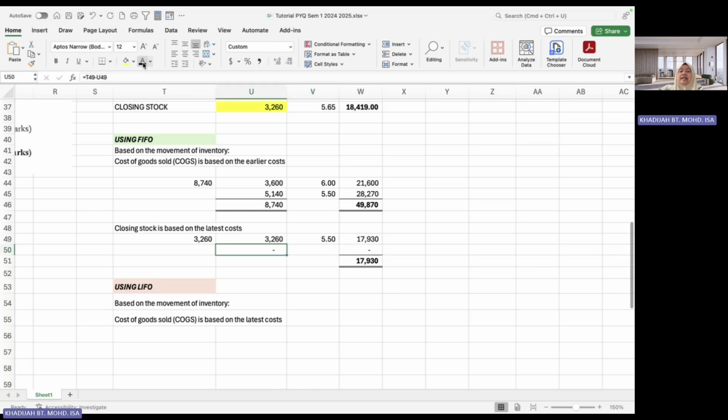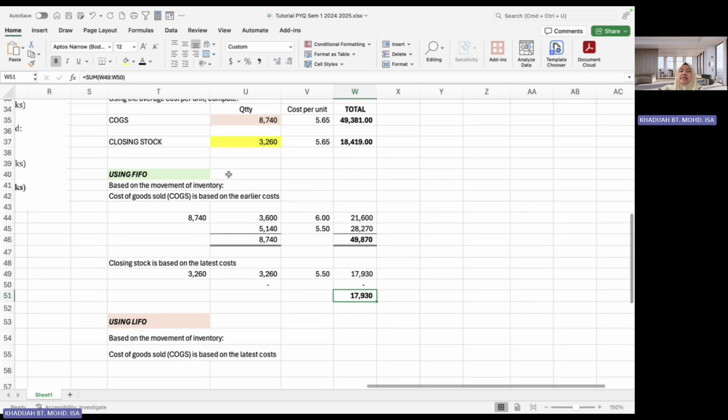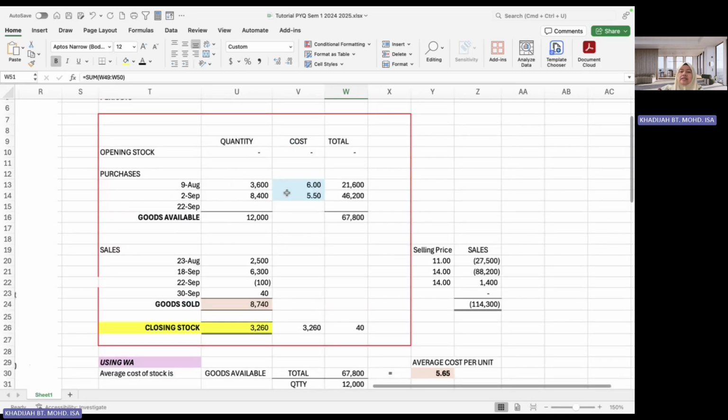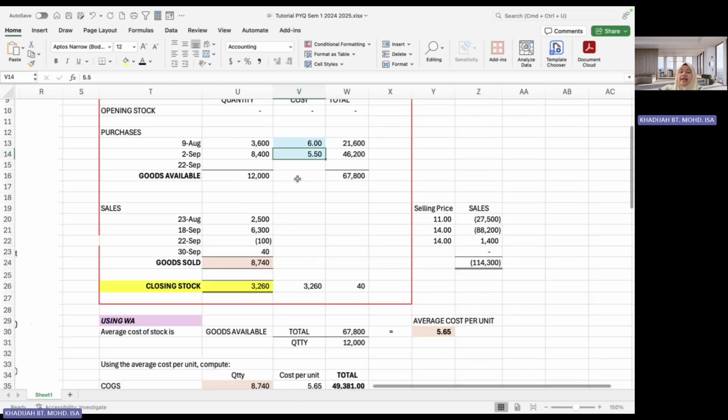So you don't have anything behind, because this one is actually what you have. So that is your closing stock only at 5 ringgit and 50 cents. So that will be your closing stock. Again, using FIFO, COGS is based on the earliest cost, and go back to here. For COGS, use 6 ringgit first, followed by 5 ringgit and 50 cents.